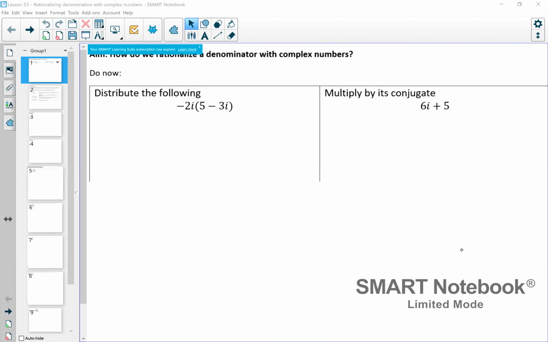Kreisler, and today we will be learning about how to rationalize a denominator with complex numbers. For those of you who have forgotten, complex numbers are just numbers and terms that deal with i.